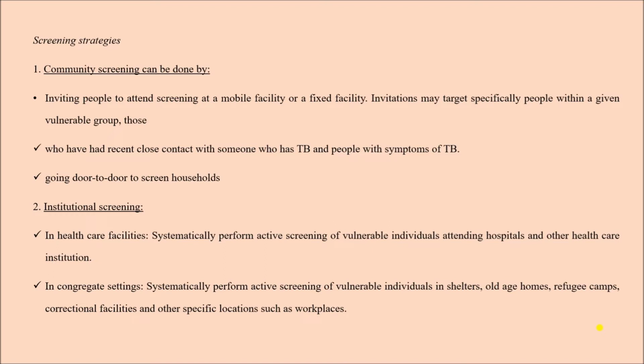There is also provision of institutional screening in healthcare facilities, which is done in the hospitals or other healthcare centers. So people having symptoms attending these hospitals or healthcare centers can be screened for tuberculosis. Also, institutional screening can be done in congregate settings. That means places where a lot of people stay together or come together for work. For example, shelters, old age homes, refugee camps, correctional facilities like prisons, and other specific locations such as workplaces. So for a certain period of time, or maybe for a prolonged period of time, people come here and stay together, and if any of them have tuberculosis, then since there is overcrowding, a lot of people in this location, there is a high chance of transmission of the infection to the other susceptible people. So that is why institutional screening should also be done in the congregate settings.